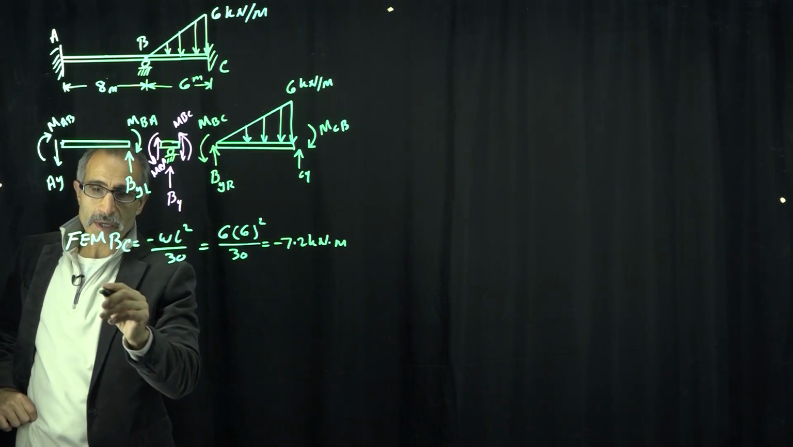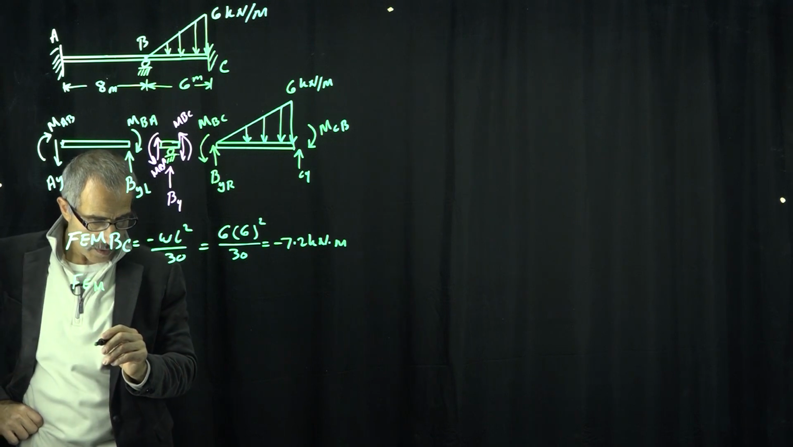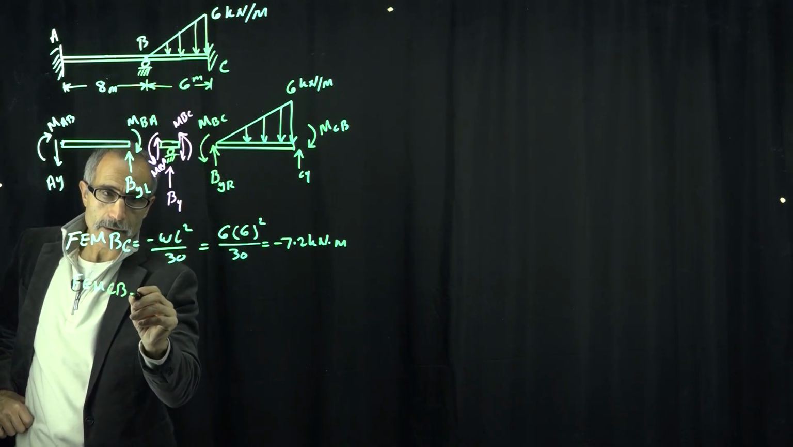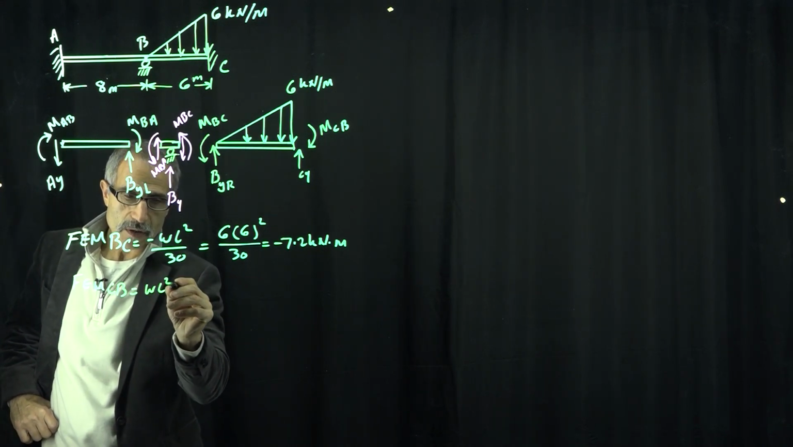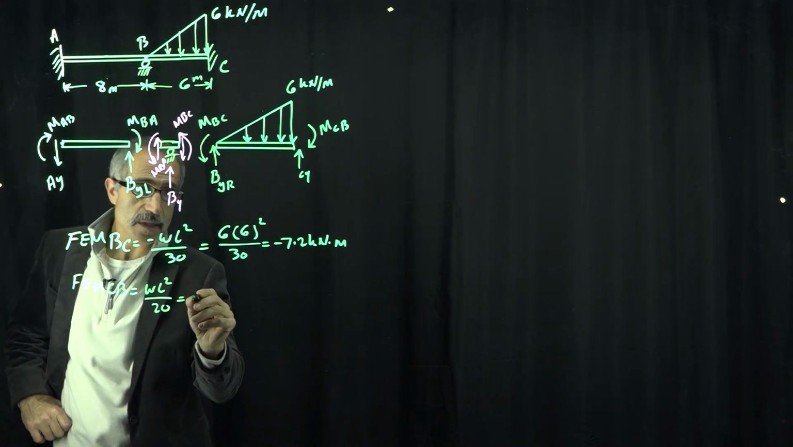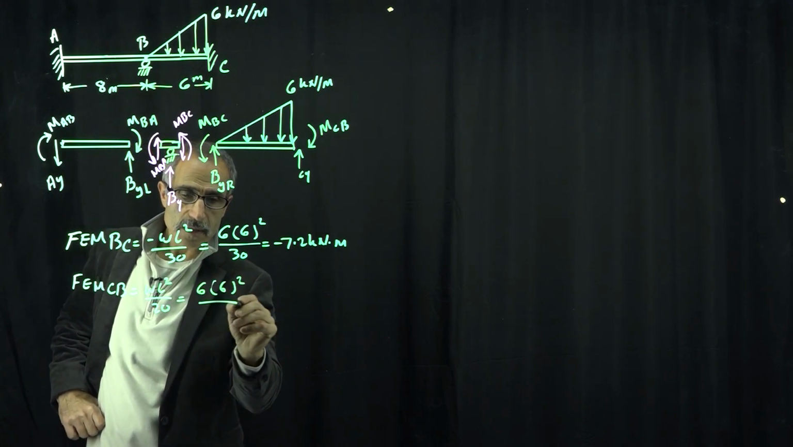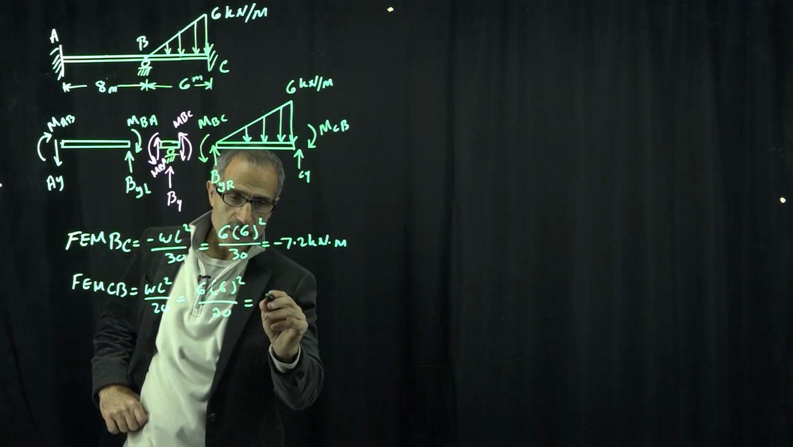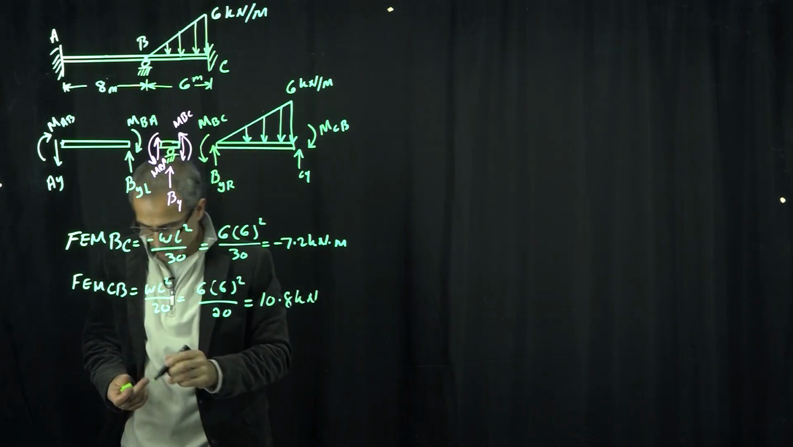And then we're going to do the fixed end moment of CB, which is equal to WL squared over 20, and that's 6 times 6 squared divided by 20, and that comes out to 10.8 kilonewton meter. All right, now we have that.